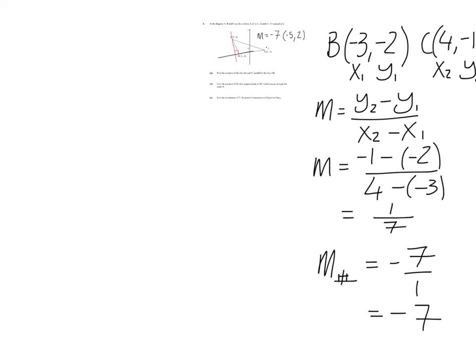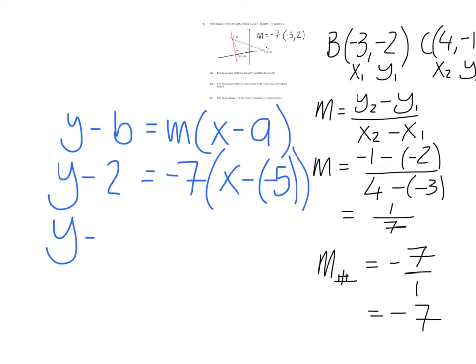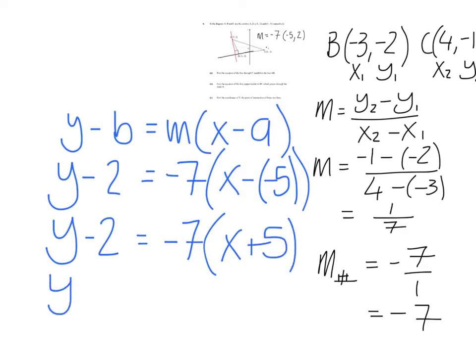That gives us y minus b equals m bracket x minus a. So that's y take away b, and b is 2, equals m, which is -7, bracket x minus a, so that's x take away -5. So y take away 2 equals -7, bracket x plus 5, which is y minus 2 equals -7x, -5 times 7 is 35.